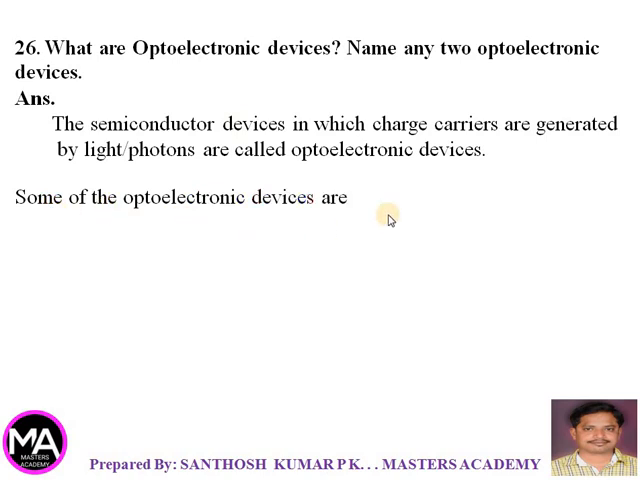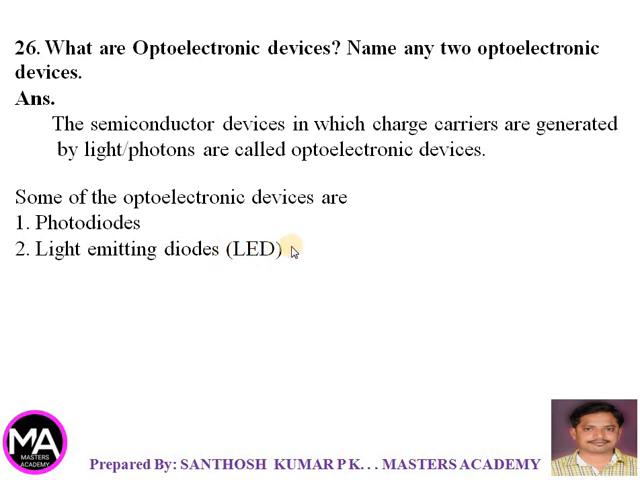So, some of the optoelectronic devices are, first one photodiodes, second one light emitting diodes, that is LED, and third one photovoltaic devices, also known as solar cells.